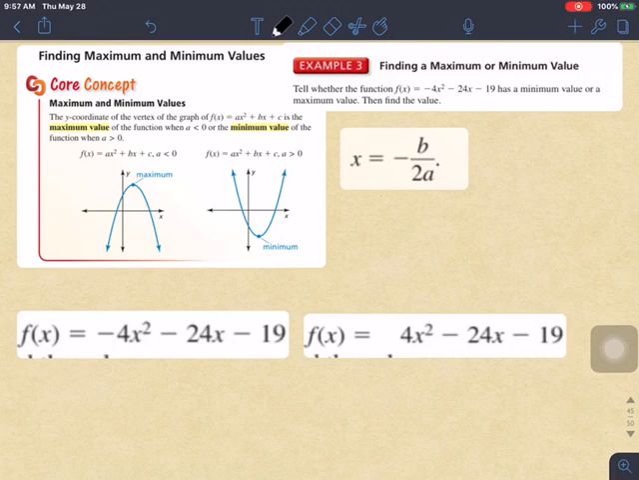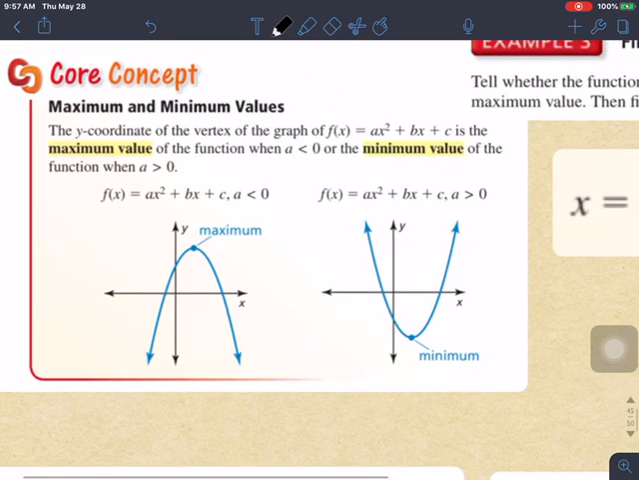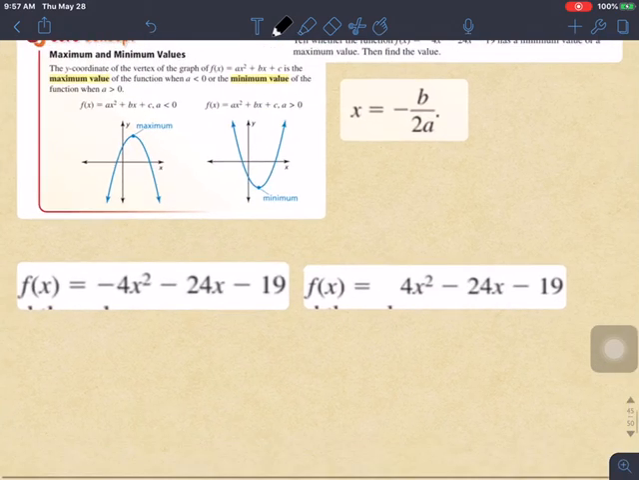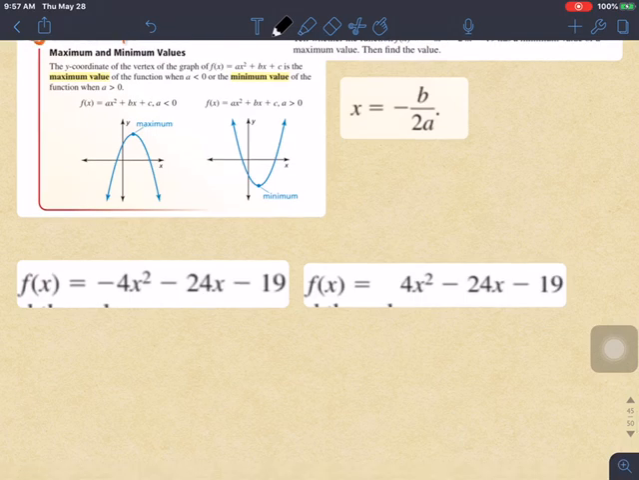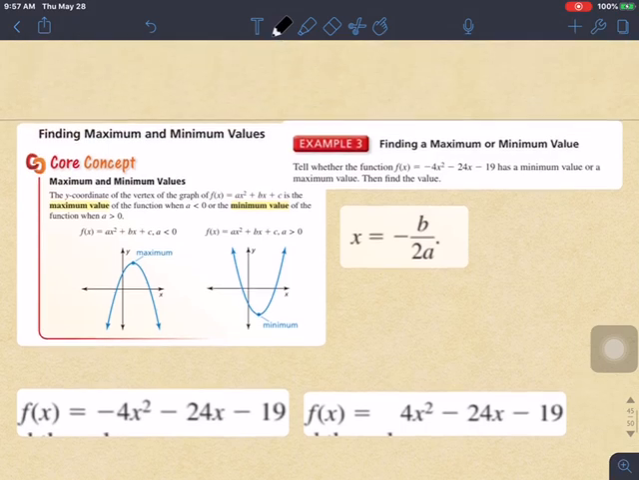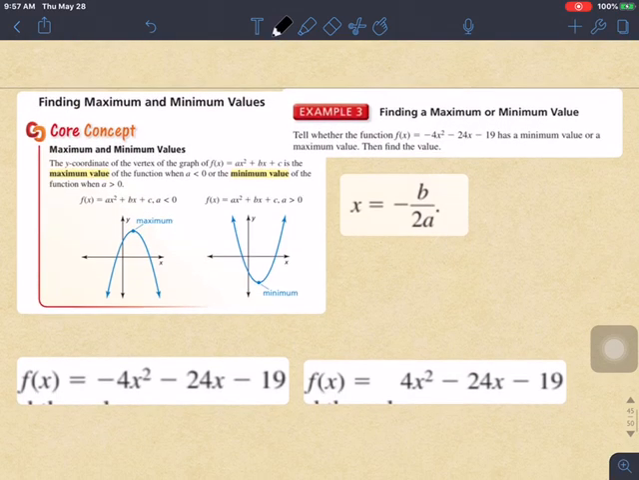Today we're working on example 3 in 8.3. It's talking about finding maximum and minimum values. Here's a little schematic of maximum and minimum, and this has everything to do with whether A is positive or negative. I have two quadratic equations, and you'll notice that the A on the left is negative and the A on the right is positive. We're going to go through how you figure out if it's a maximum value or a minimum value. The y-coordinate of the vertex of the graph is the maximum of the function where A is smaller than 0, or the minimum value of the function when A is larger than 0.